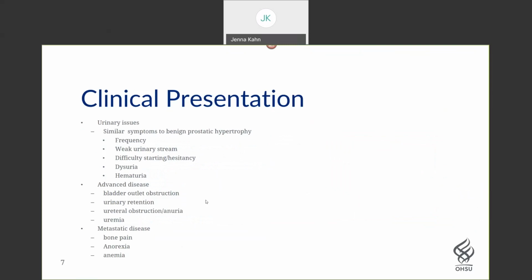So clinical presentation of prostate cancer: men can present with urinary symptoms that are similar to BPH or benign prostatic hypertrophy, such as frequency, weak urinary stream, difficulty starting or hesitancy, dysuria or pain with urination, hematuria or blood in the urine. They might have advanced disease, which can present with bladder outlet obstruction, urinary retention, ureteral obstruction, or not being able to urinate, or uremia. Metastatic presentation could be bone pain, anorexia, anemia.